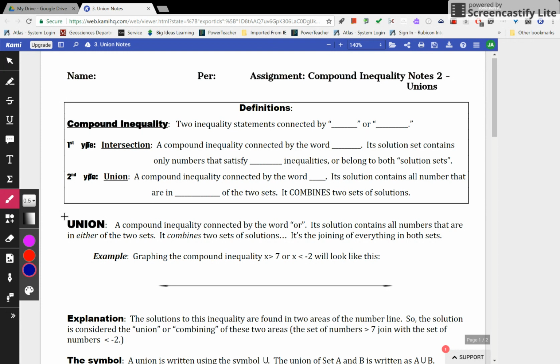So we're going to pick up where we left off yesterday. This is sort of review: a compound inequality is two inequality statements connected by an "and" or an "or" statement. Yesterday we did the first type, which is the intersection, a compound inequality connected by the word "and." These are the "and" statements. Its solution set contains only numbers satisfied by both inequalities, or belonging to both solution sets.